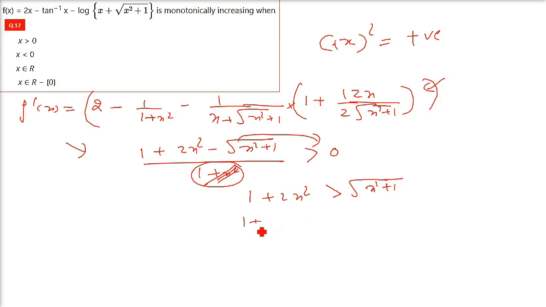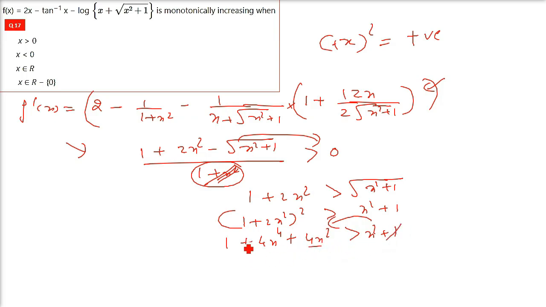Now take the square of both sides: 1 plus 2x square whole square and x square plus 1. Now just open this. It will be a plus b whole square, so a square plus b square plus 2ab. You can use the formula. There is no extra 2ab. This is a formula; you multiply it 2 times, then you get 2ab. There is no extra 2ab.